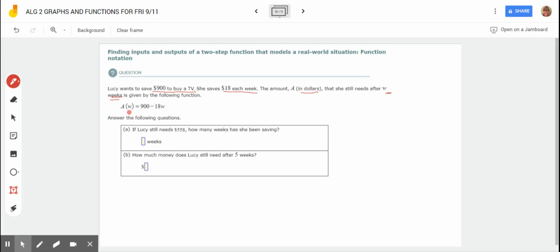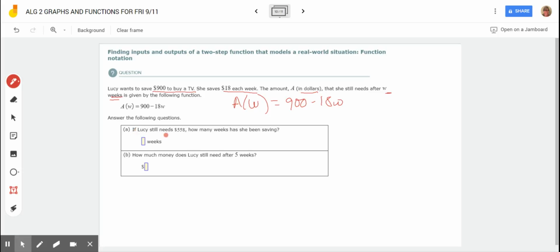So look, they're even telling you that A, the amount that she still needs, is going to be a function of the weeks that she saves. That's what that notation means. It's giving you a lot of information right there. They're like, the amount is dependent on the number of weeks. Okay. And she needs 900, and she saves 18 each week. That's what that equation really means.